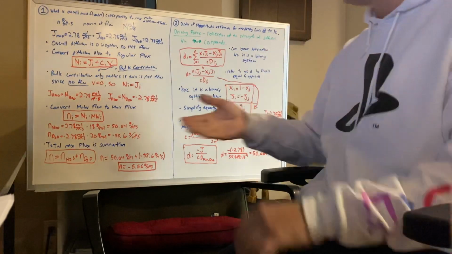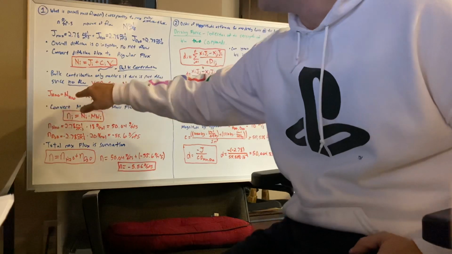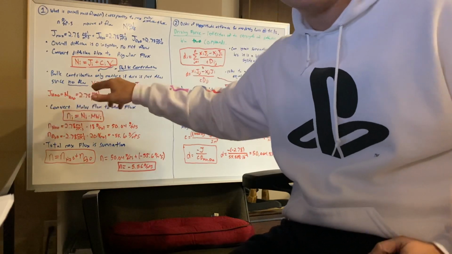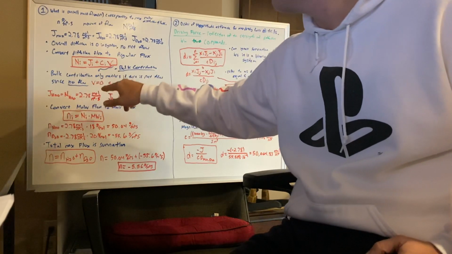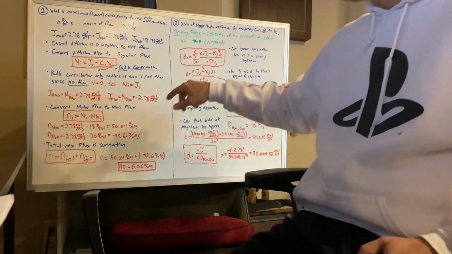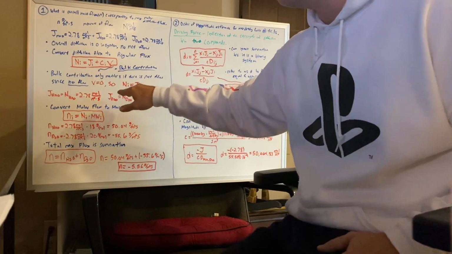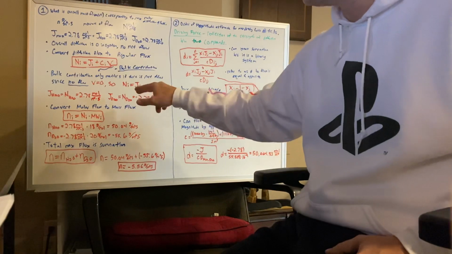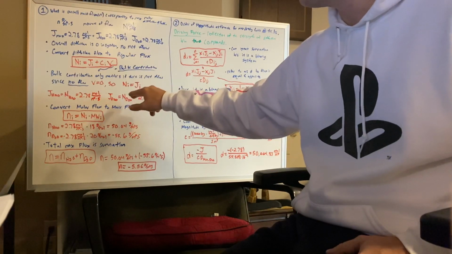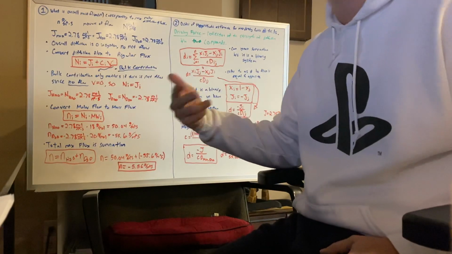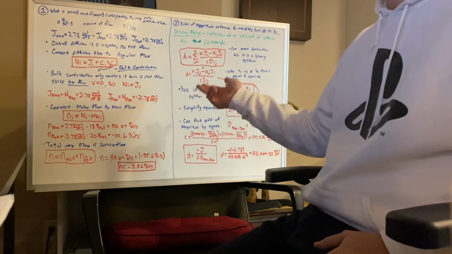So the molar diffusive flux of H2O is equal to the molar flux of H2O, which is equal to 2.78 moles per meter squared seconds. The same goes for deuterium: the molar diffusive flux of deuterium is equal to the molar flux of deuterium, which is equal to negative 2.78 moles per meter squared seconds.